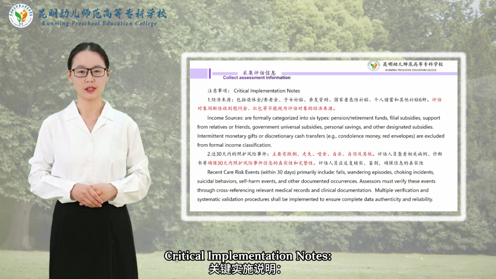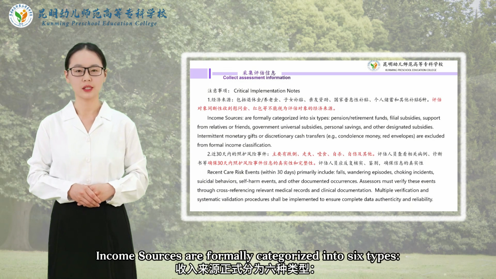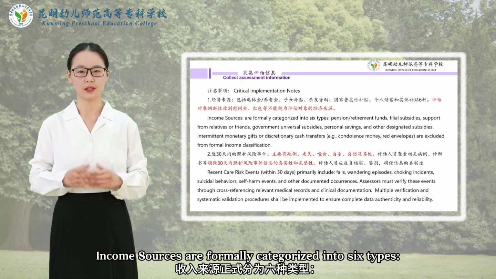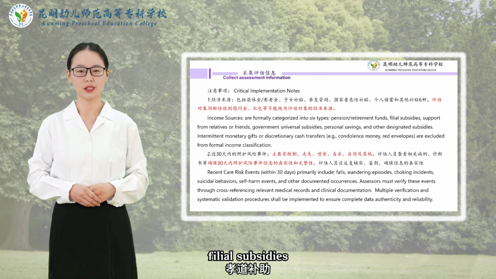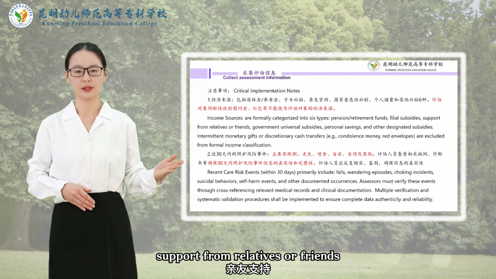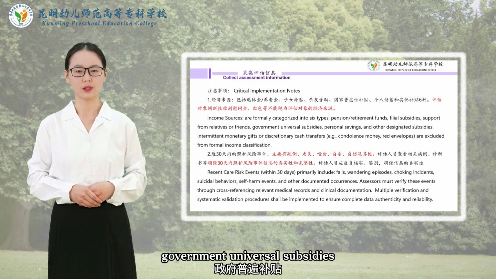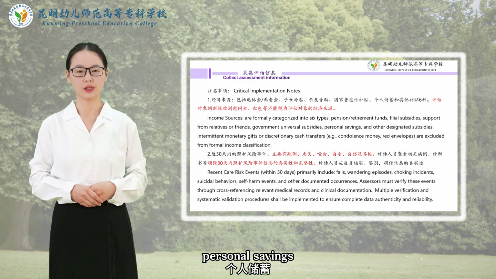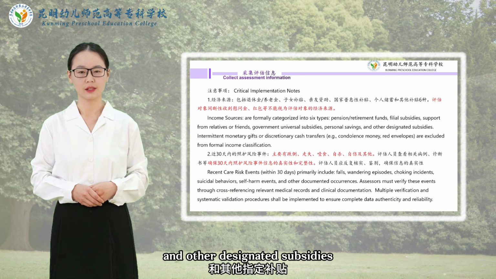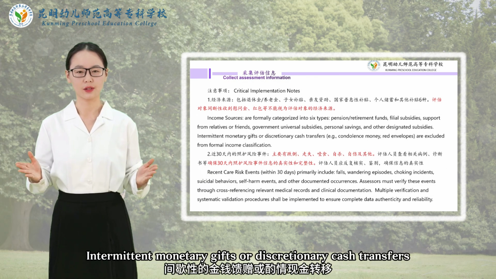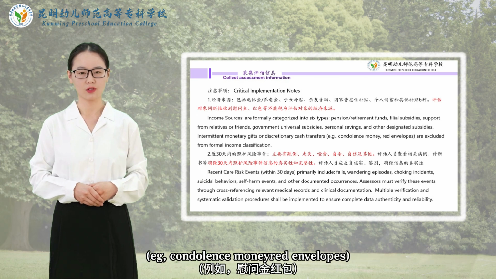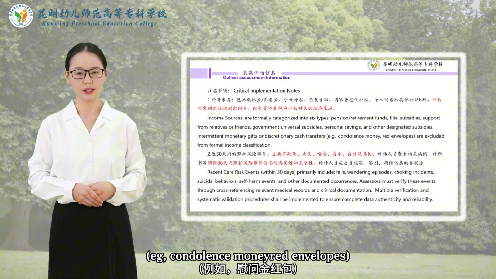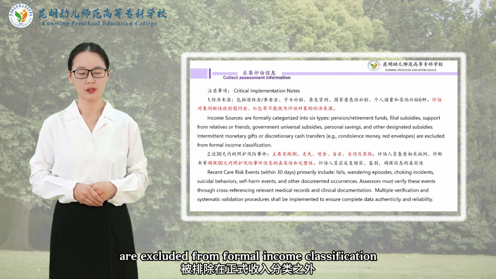Critical implementation notes. Income sources are formally categorized into 6 types: pension or retirement funds, filial subsidies, support from relatives or friends, government universal subsidies, personal savings and other designated subsidies. Intermittent monetary gifts or discretionary cash transfers, for example, condolence money, red envelopes, are excluded from formal income classification.